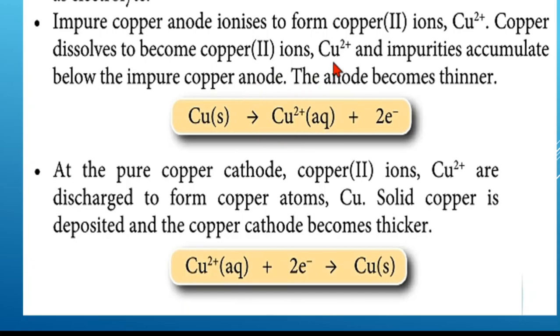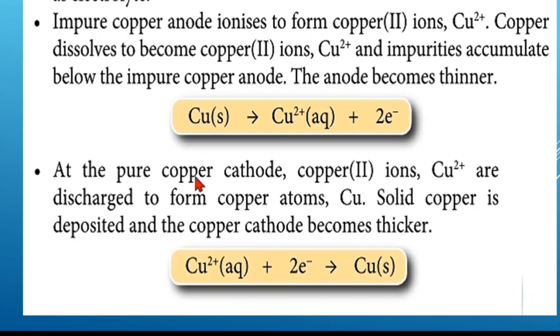Okay. The Cu2+ and impurities accumulate below the impure copper anode. So, now the anode will become thinner. Sebab the impure copper dia ionize. Dia buang 2 elektron. So, the Cu2+ akan go into the solution kan. So, now the anode will become thinner.